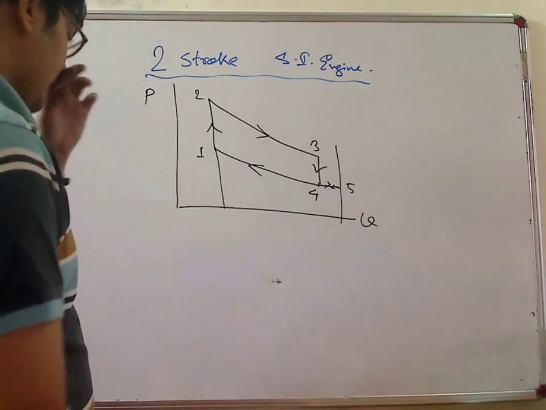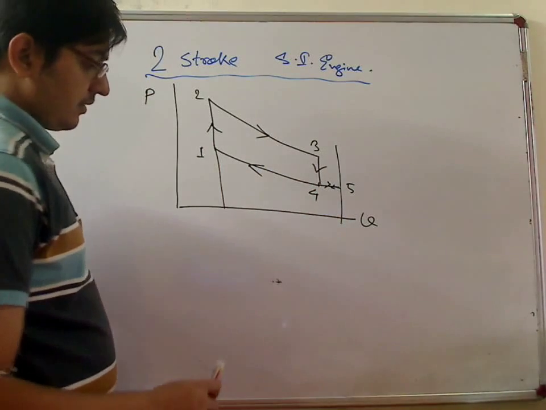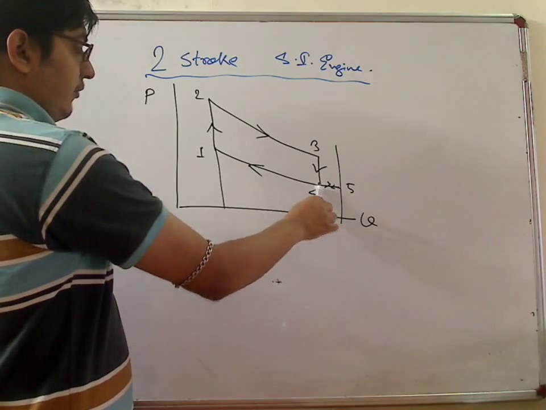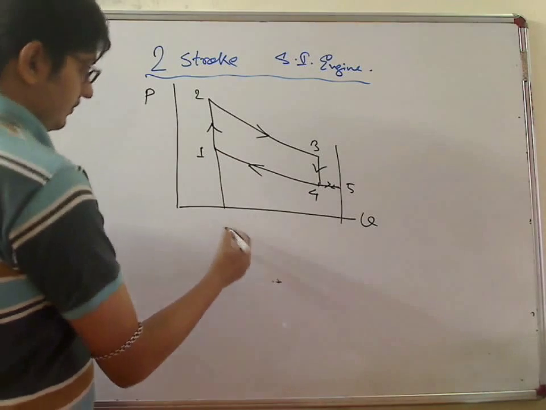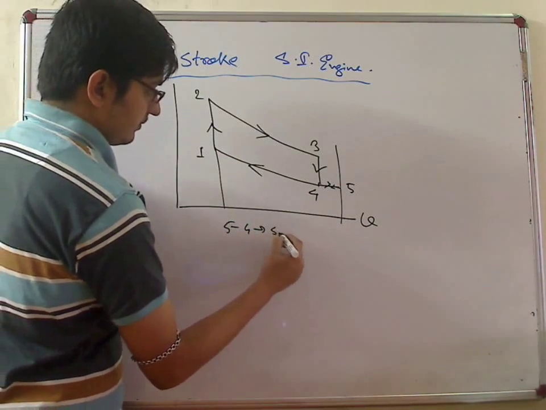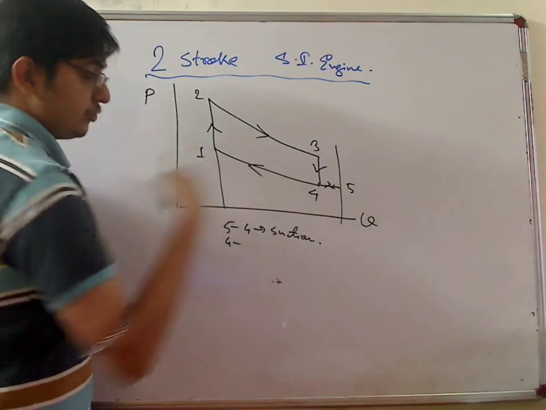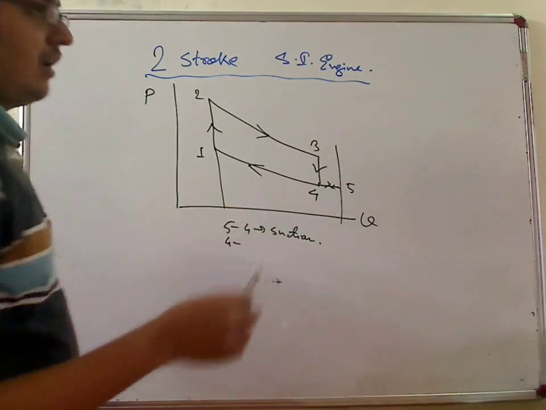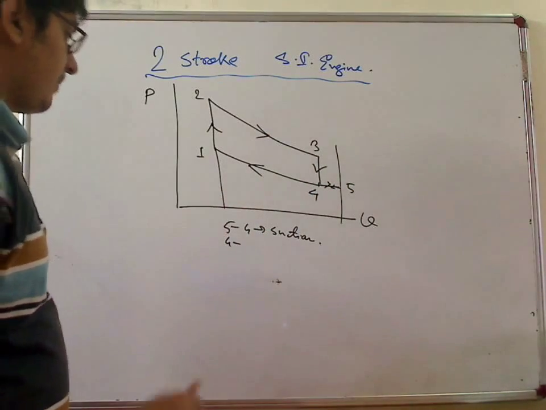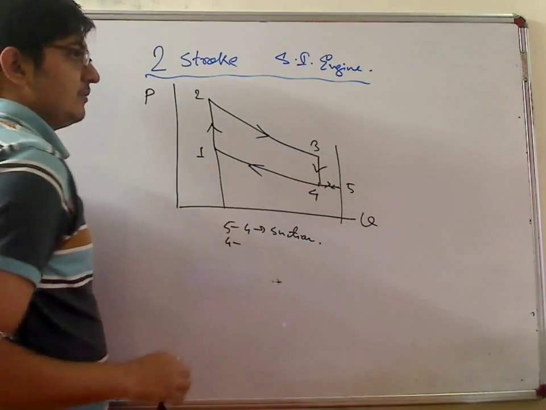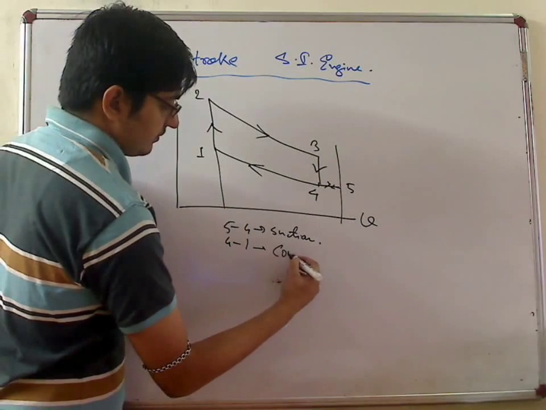So in this case, suction is very small. From 5 to 4, it sucks the air-charge mixture. Then from 4 to 1, it compresses. So 5 to 4 is suction, and this is not a stroke. A stroke is the movement of the piston from one end to the other end. So this is not the full displacement of the piston. Then 4 to 1 is compression.